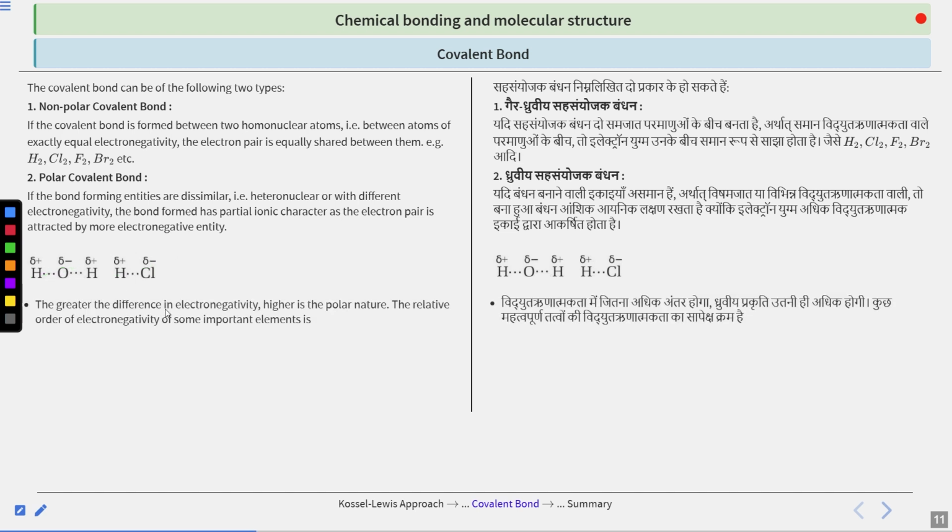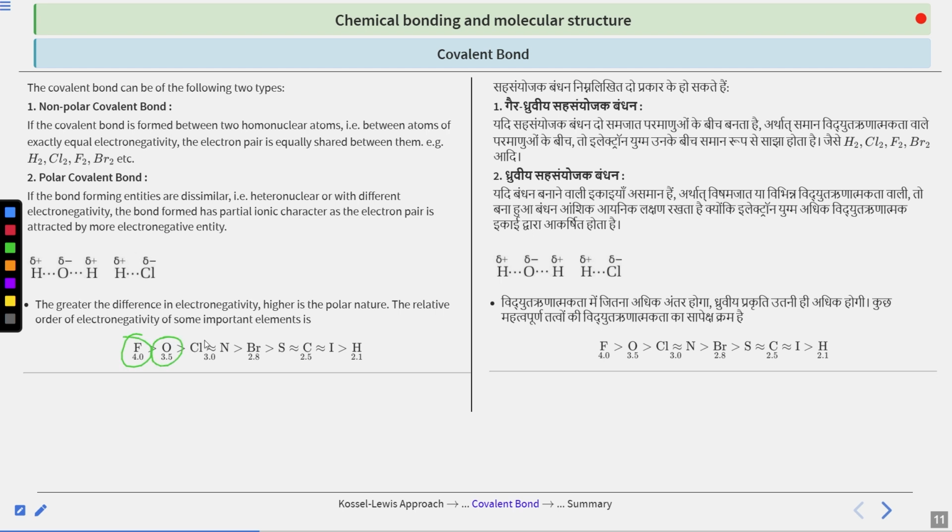Now the greater the difference in electronegativity, the higher the polar nature. It is very obvious because the electron density will be polarized much more. It will be attracted towards the more electronegative atom if there is a higher difference in electronegativity. The relative order of electronegativity of some elements is: fluorine is the most electronegative, then oxygen, then chlorine and nitrogen are almost equal, then bromine, then sulfur, carbon and iodine are almost equal, and then the least electronegative, which is hydrogen. So these are the electronegativities of the non-metals.